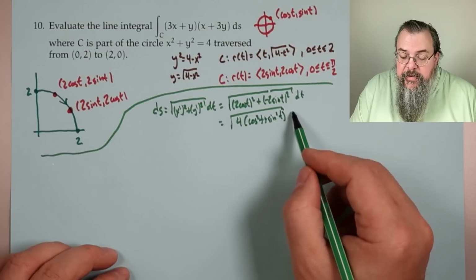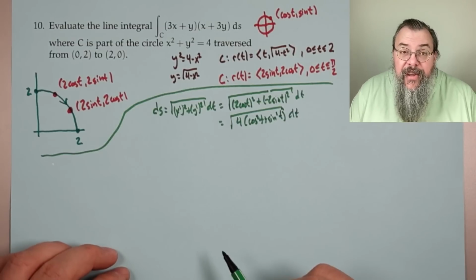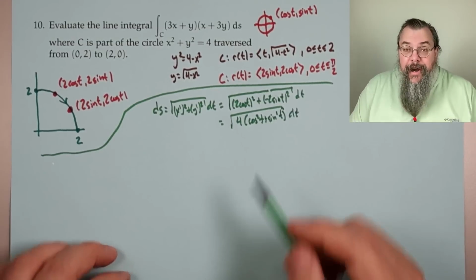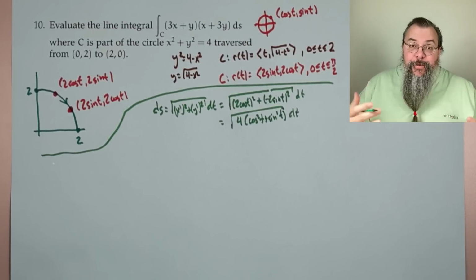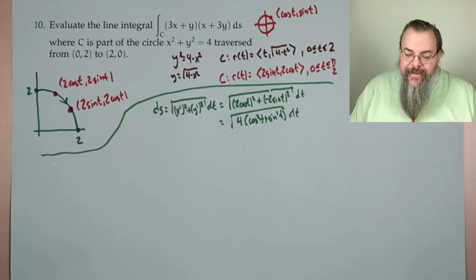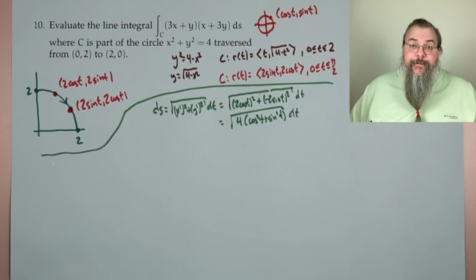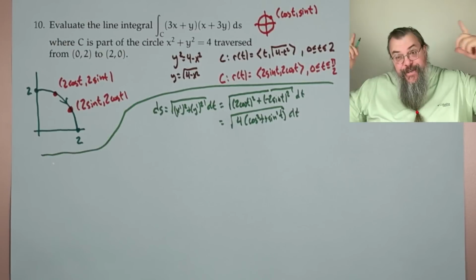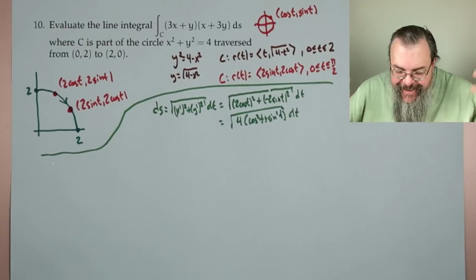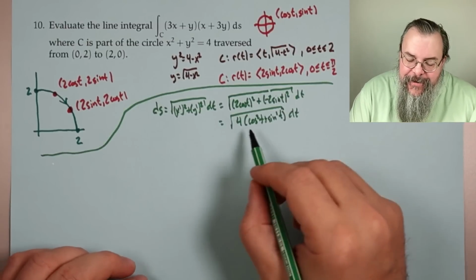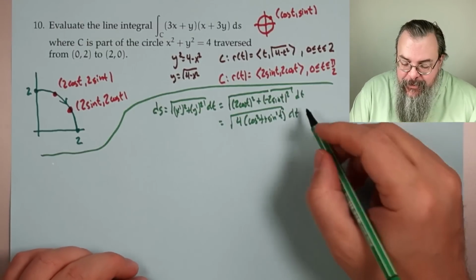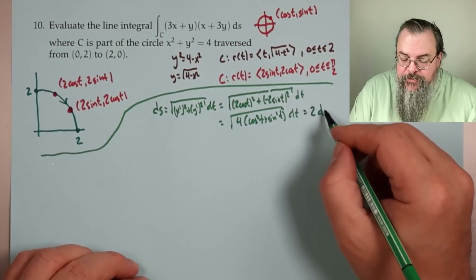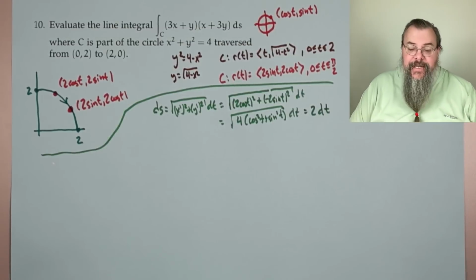We have 4 times cosine squared plus sine squared. Steve loves that. That's 1. I love it too now. It's 1, right? Because everybody loves this. It's like, if you're going to remember one thing from trig, it's like sine squared plus cosine squared equals 1. Like, yeah, you remembered the thing. Okay, so square root of 4, which is also known as 2. So ds is 2 dt.